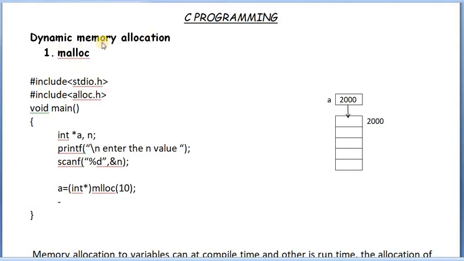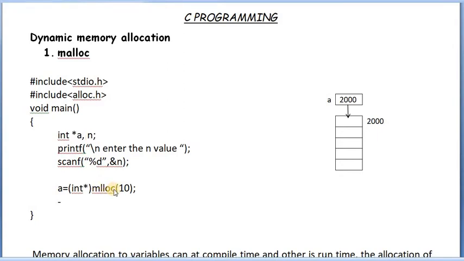Dynamic memory allocation using malloc in C programming. Let me explain the first example. Dynamic memory means the memory which is created at runtime. The dynamic memory we can create by using malloc. If you declare the variable like this, you get the memory at compile time. By using malloc, we can create the memory at runtime when we need.